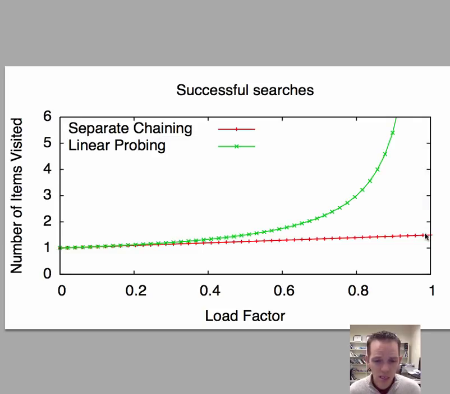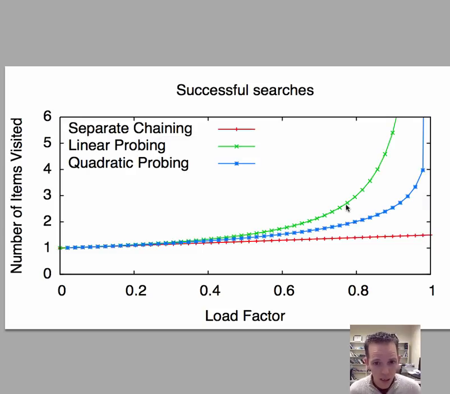We add those, and in successful searches, they're doing better for linear probing and quadratic probing, but they go up, and they go up quickly once they start going up. So we need to watch out for that, and we need to rehash when it gets too large. But in general, successful searches are going to take less time than unsuccessful searches.